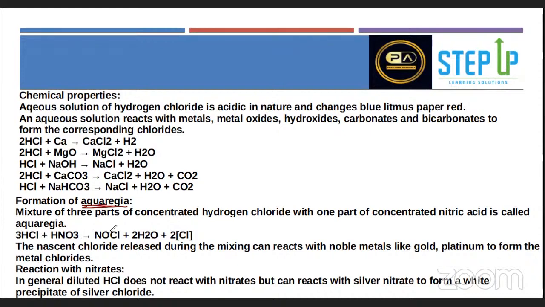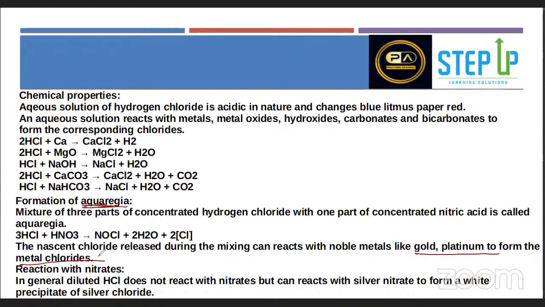Why is this important? The nascent chlorine released during the mixing can react with noble metals like gold and platinum to form metal chlorides. Because normally gold and platinum are unreactive. They are non-reactive metals because they are very low in the activity series. So they are considered to be very much unreactive, and I need something to combine with gold and platinum.